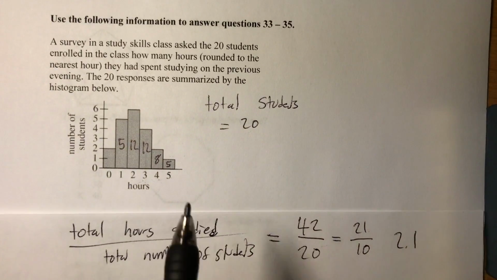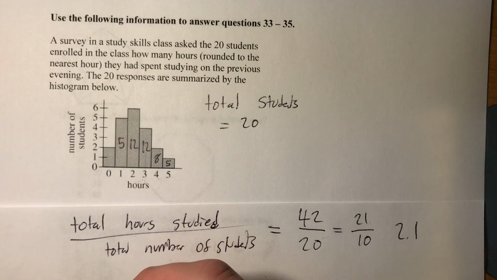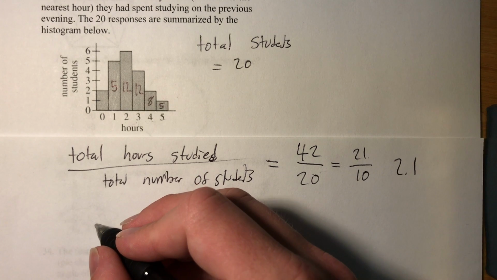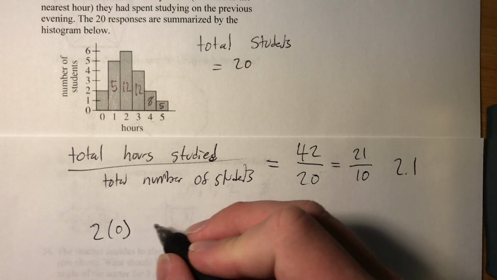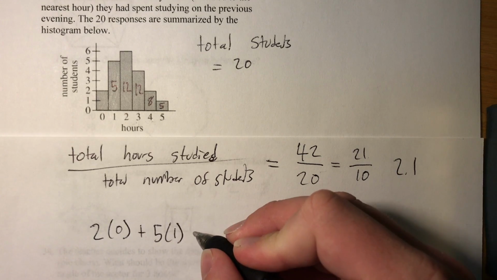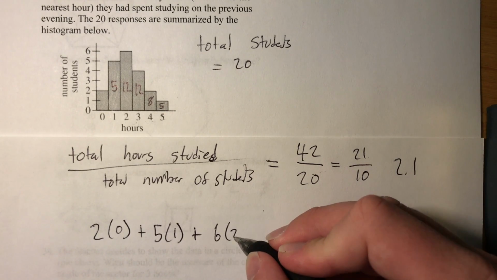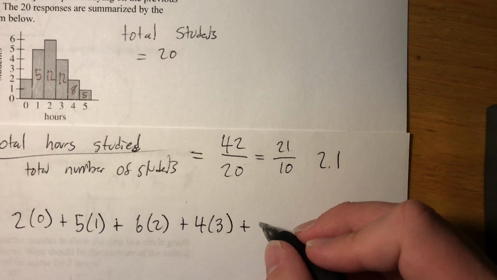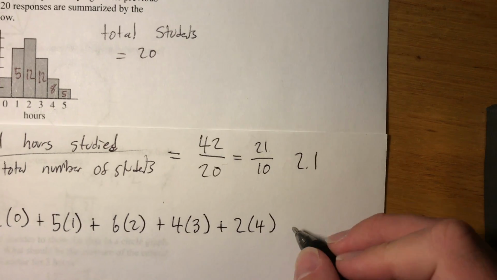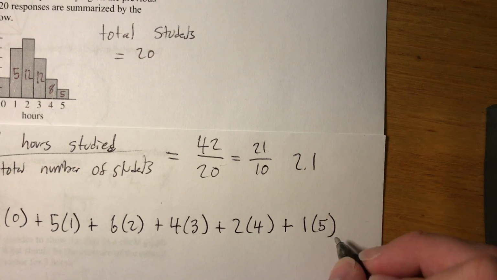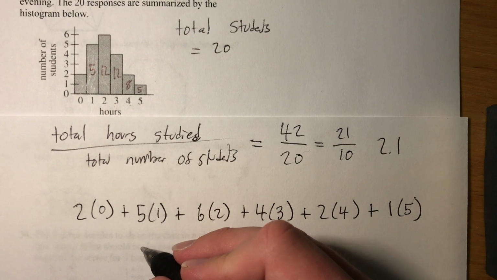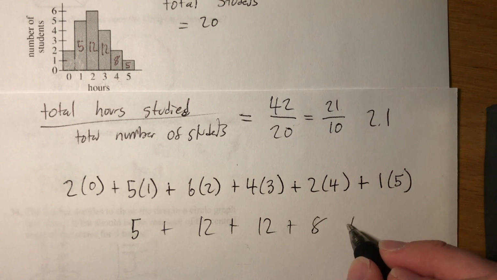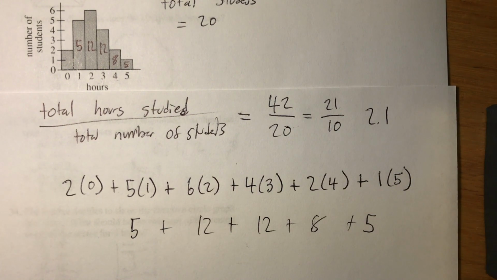If you want to see the official sum of all this, you would write something like this. Just to show you, we have two students studying 0 hours, plus 5 students studying 1 hour, plus 6 students studying 2 hours, plus 4 students studying 3 hours, plus 2 students studying 4 hours, plus 1 student studying 5 hours. And we then get the 5 plus 12 plus 12 plus 8, plus 5 that we already computed. So there's how you do that one.